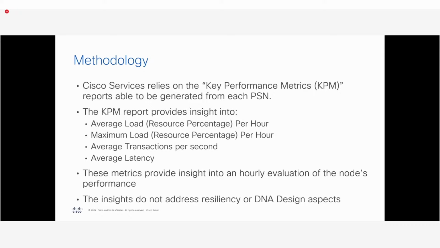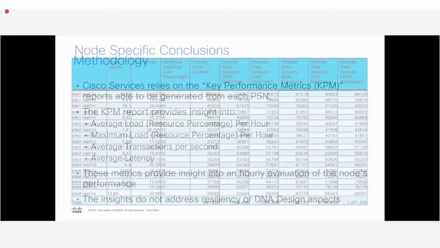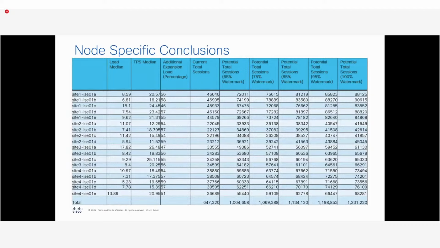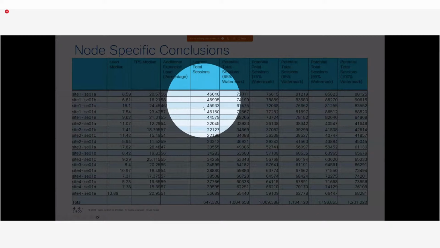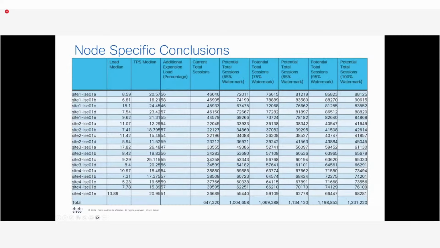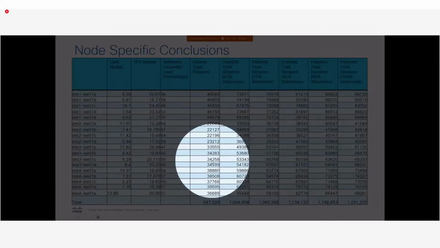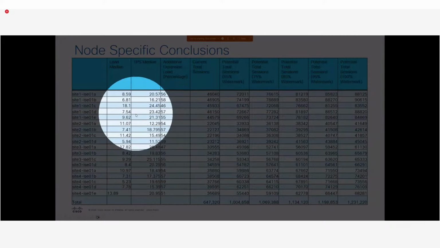And this takes a little bit of munging. It takes a little bit of additional work that needs to be done, but you can essentially do the active sessions report and the KPIs report and compare them side by side to say this PSN currently has 65,000 or so sessions. And you'll see that in this column here, the current total sessions. And then you can compare that against my load or my transactions per second load.